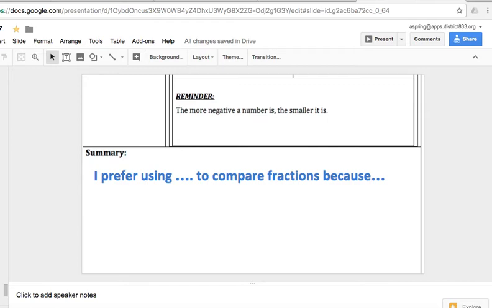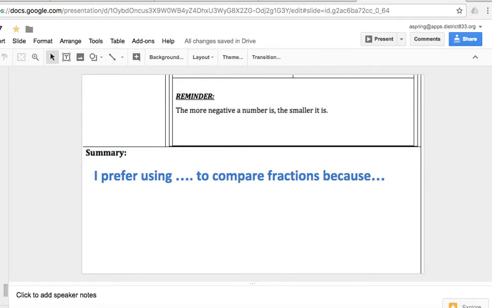All right, I would like you to write a summary at the bottom of your notes, and I want you to use this sentence starter. I prefer using this strategy, and you're going to tell me which one that is, to compare fractions because, and you're going to tell me why. So it doesn't matter which one you choose, I just want to know your thinking, and I want to know that you've listened to this video all the way to the end.